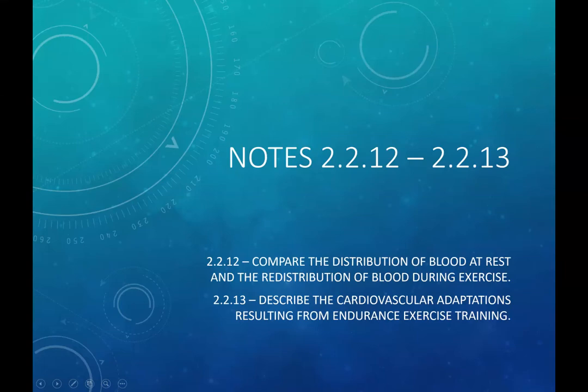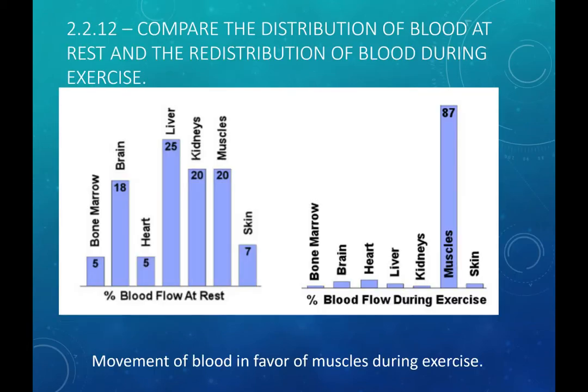All right, so this is going to be our notes 2.2.12 and 2.2.13. For these two, comparing the distribution of blood at rest and the redistribution of blood during exercise, that one's going to be really short, sweet, and straightforward. 2.2.13 is going to be where we require our brains. So let's start with 2.2.12.